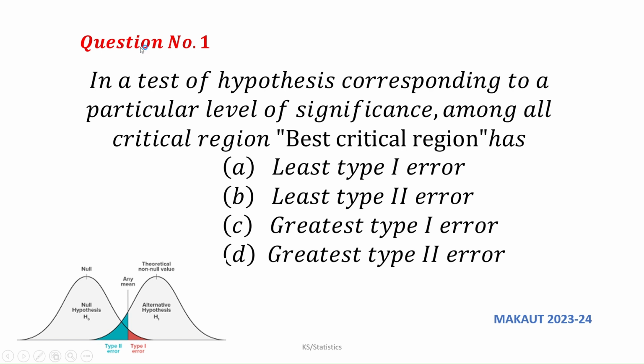Here is question number 1, which appeared in semester examination. In a test of hypothesis corresponding to a particular level of significance among all critical regions, the best critical region has option A least type 1 error, option B least type 2 error, option C greatest type 1 error, option D greatest type 2 error. Option B is the correct answer.